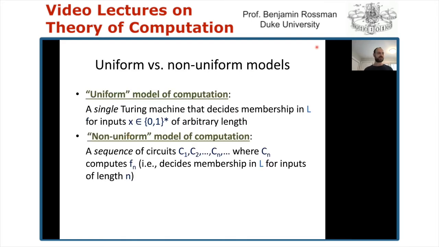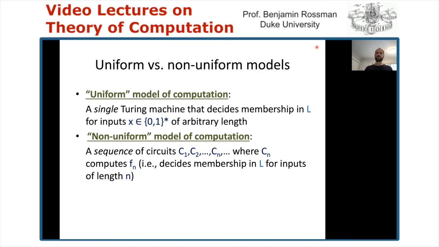And here there's an important distinction that we make in complexity theory between uniform and non-uniform models of computation. So far you've already encountered various uniform models of computation. For instance, a single Turing machine, which decides membership in a language L for inputs of arbitrary length. You can run that Turing machine on inputs of any length. Similarly, a deterministic finite automaton would be another example of a uniform model of computation.